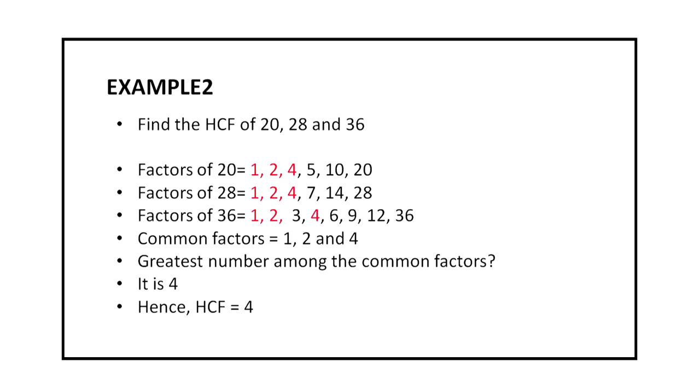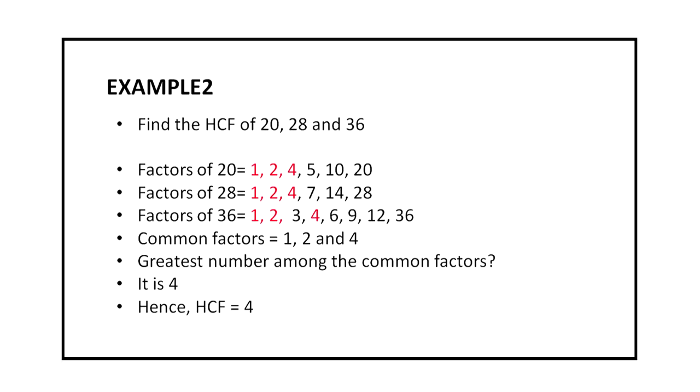The factors of 20 are 1, 2, 4, 5, 10 and 20. Factors of 28 are 1, 2, 4, 7, 14, 28. Factors of 36 are 1, 2, 3, 4, 6, 9, 12, 18 and 36. So the first step is complete. We have determined the factors for all the three numbers.